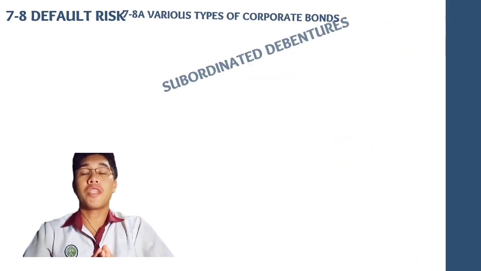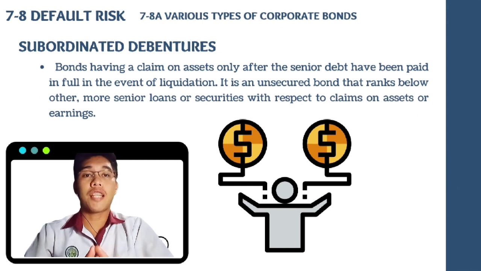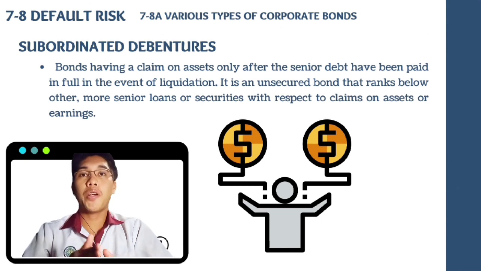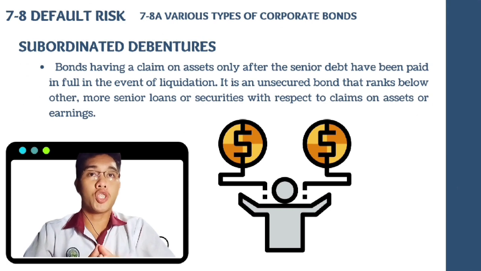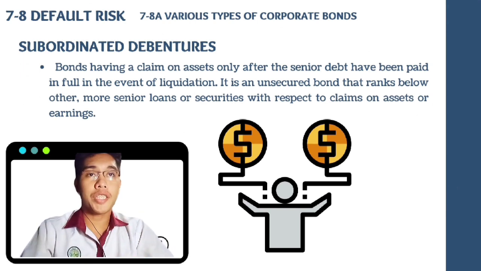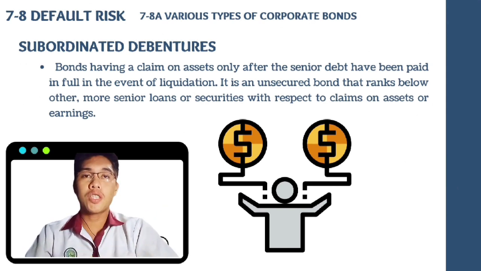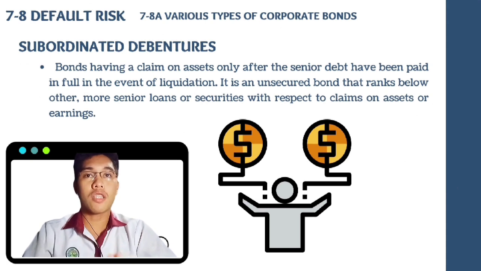For the third and last type of the corporate bonds, which is the subordinated debentures, these are bonds having a claim on assets only after the senior debt has been paid in full in the event of liquidation. It is an unsecured bond that ranks below other, more senior loans or securities with respect to the claims on assets or earnings. Borrowers of subordinated debentures are usually larger corporations and other business entities. To make it simple, subordinated debentures are any type of loans that are paid after all other corporate debts and loans are repaid. In the case of borrower default, meaning creditors who own subordinated debentures will not be paid out until all senior bondholders are paid in full.